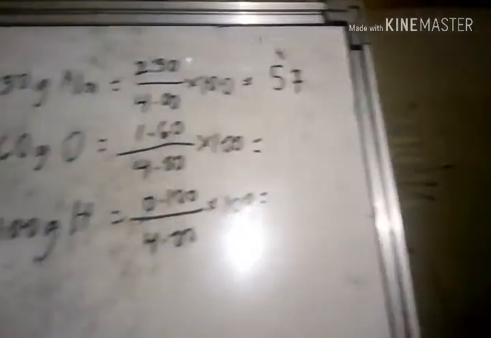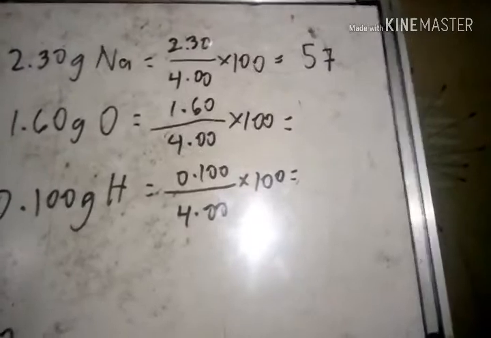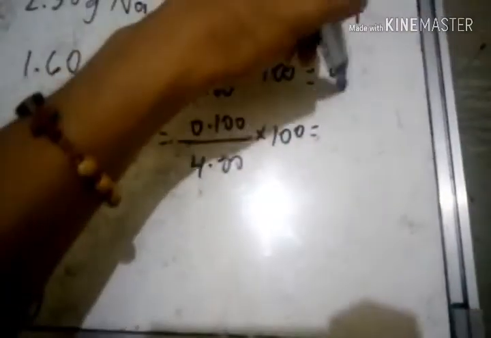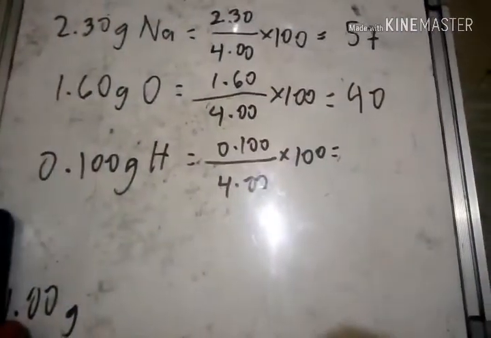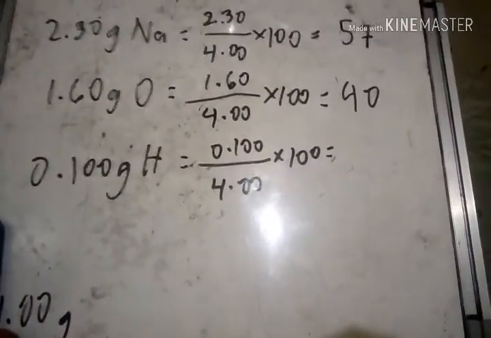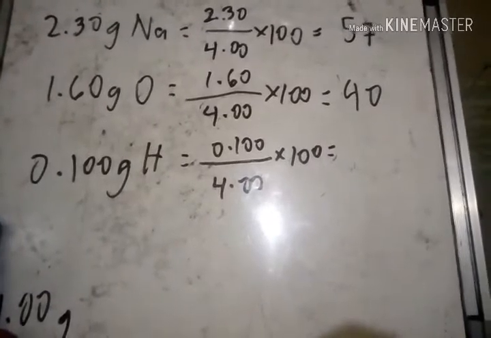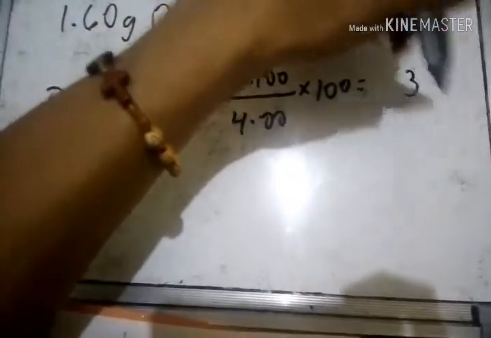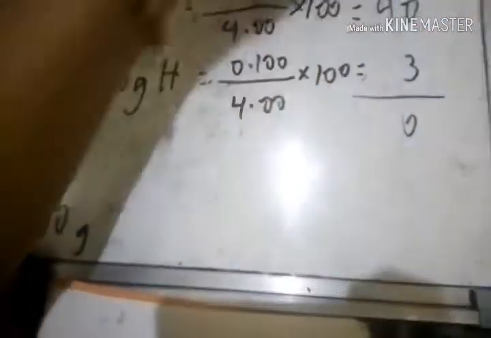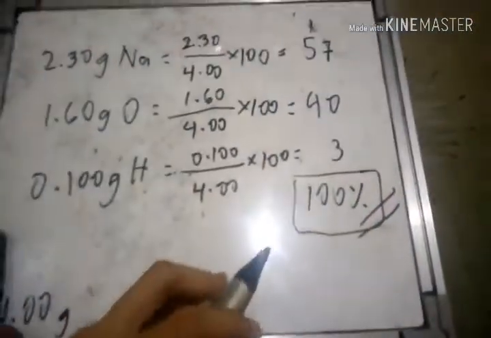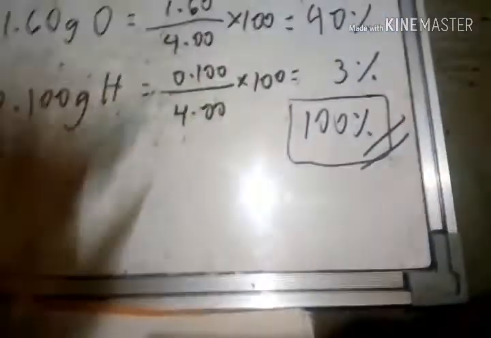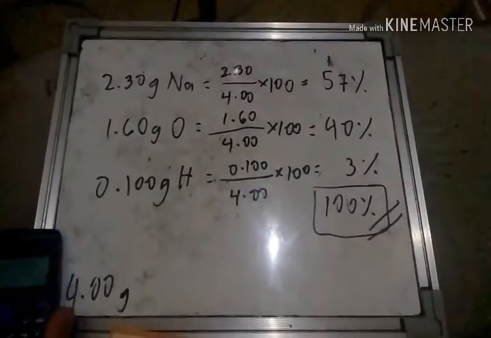Next we have 1.60 over 4 times 100 equals 40. And lastly we have 0.1 over 4 multiplied by 100 equals 2.5, or say 3. So we have 100 in total. We have 57% sodium, 40% oxygen, and 3% hydrogen. Tcharam!